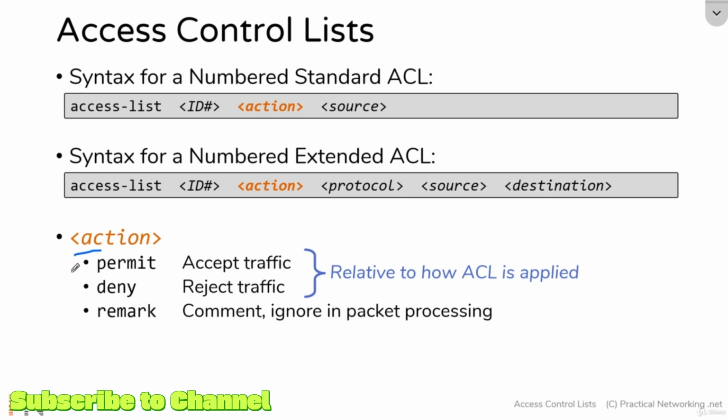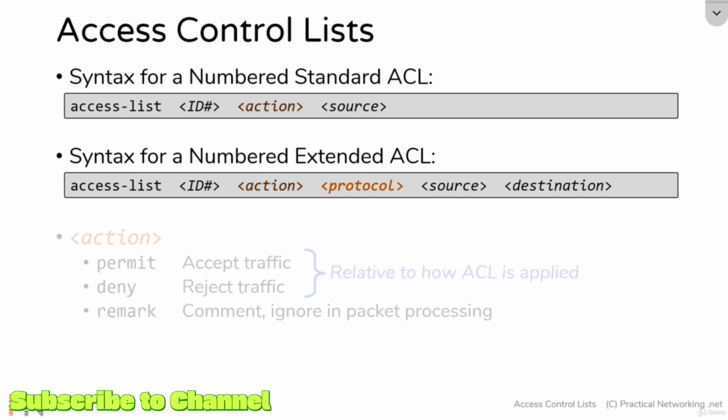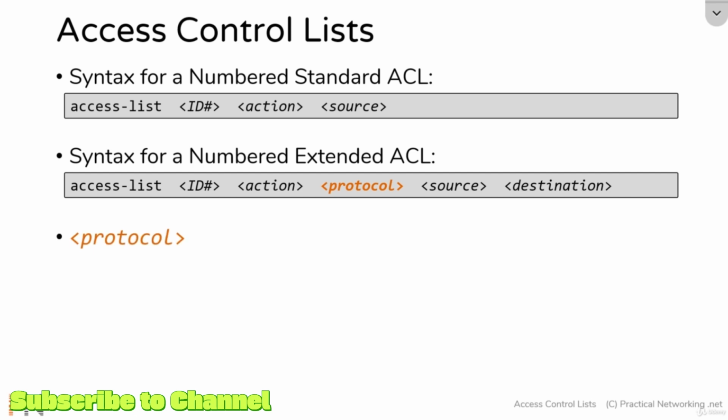So keep in mind, this permit and deny are relative to how you've applied the ACL. Next, we have the protocol. Now notice there is no protocol in a standard access list. The standard access list can only filter on the IP protocol, whereas in an extended access list, I can filter on different protocols. So this field is how you specify which protocol you're trying to match.